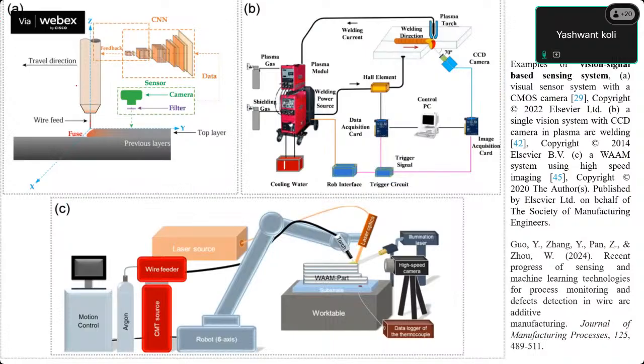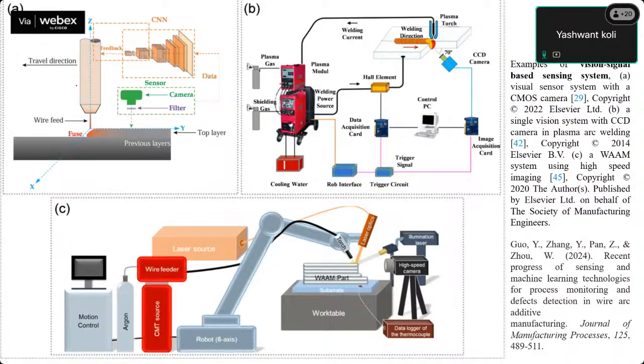So for the visual camera, we are basically using a CCD camera, or a high speed camera. That will take the image of the cross section, and then identify the defects. If the image has some porosities, the image will identify these things, the pores, grooves, and slag inclusions.